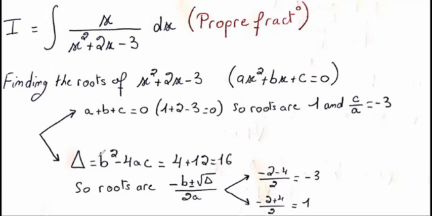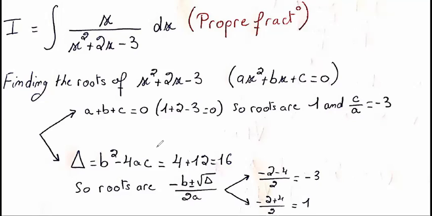Or you can search for delta, which is b squared minus 4ac, which is, in this case, 16. And the roots would be minus b plus minus square root of delta over 2a. And they are going to be, again, minus 3 and 1.